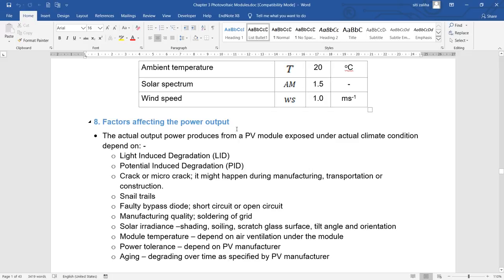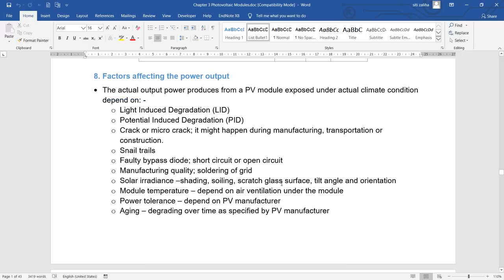Solar irradiance will also affect the power output. During performance, for example, because of shading or soiling because of dust or scratched glass surface, the tilt angle of the PV modules, and the orientation, whether there is a wrong orientation. In Malaysia, usually we use PV module orientation which is facing south.